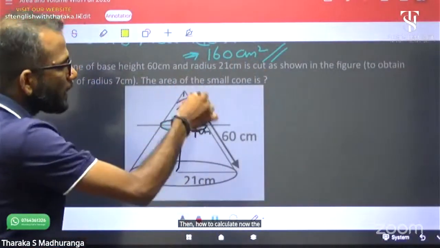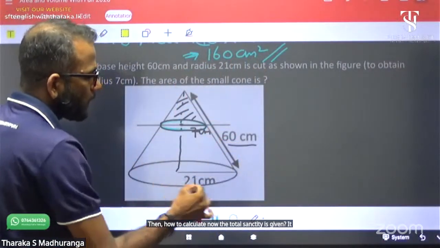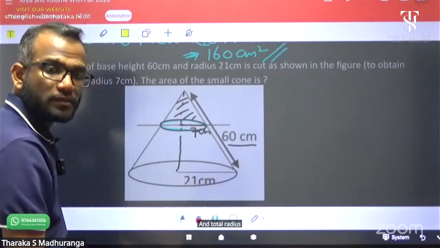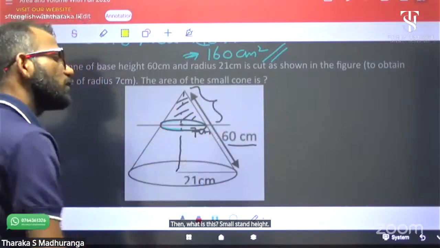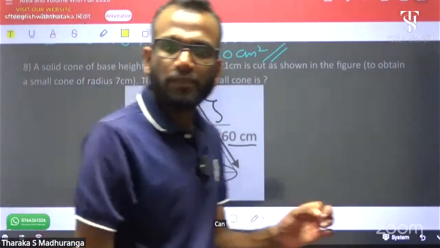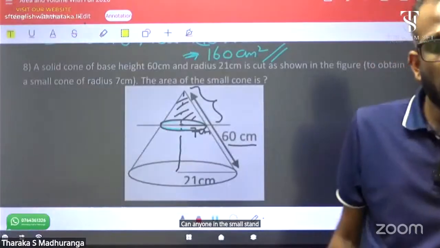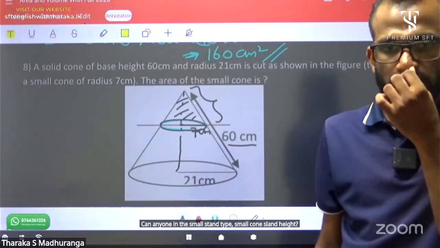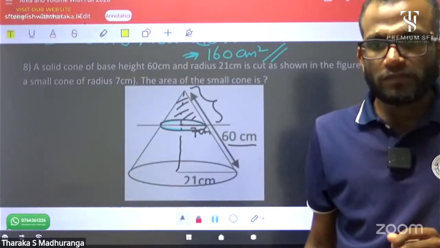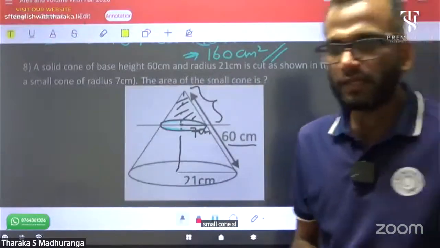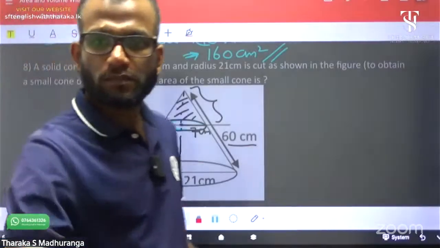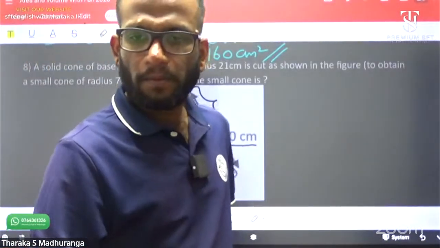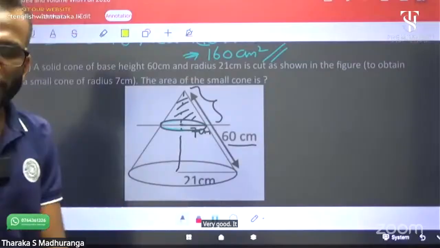The total slant height is given. It is 60 and total radius 21. Then what is this small slant height? Can anyone tell the small cone slant height? Very good. It is 20 centimeter.